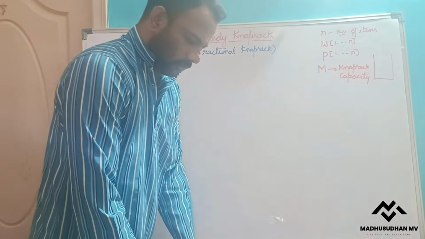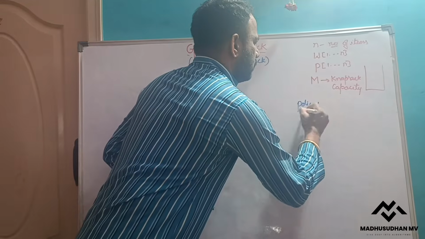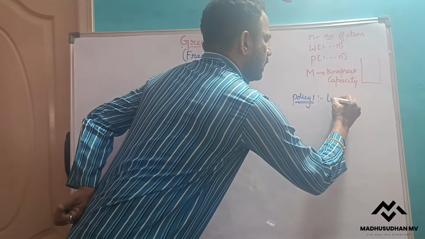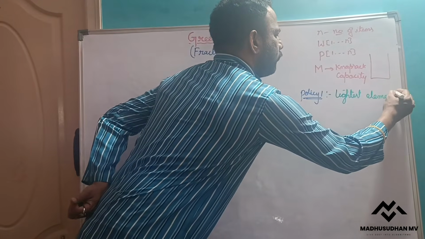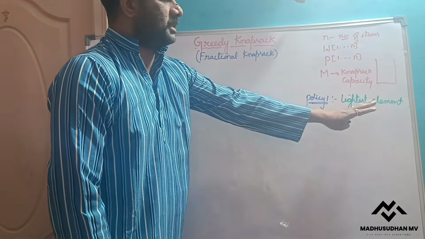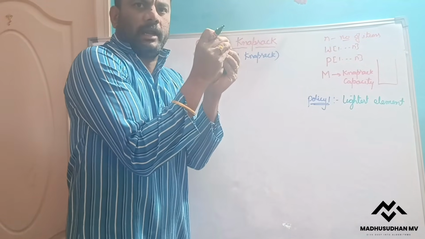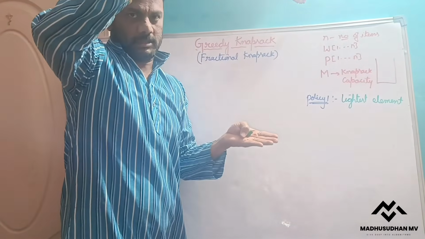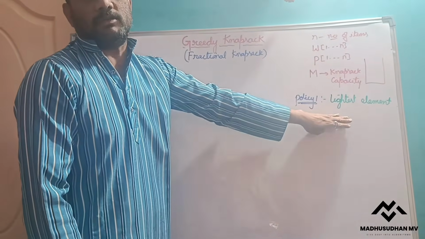Policy 1 says select the lightest element, as much as you can fit into the knapsack. The first preference is the lightest, because instead of filling the knapsack with heavier elements, if you take lighter elements, you can take more elements. When you take more objects, obviously you get more profit. That is the intention of this policy.